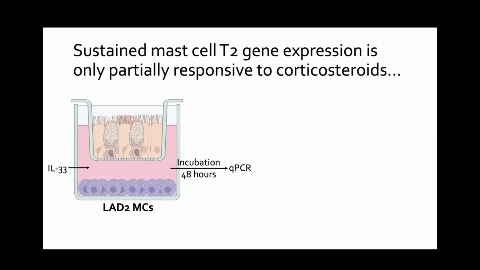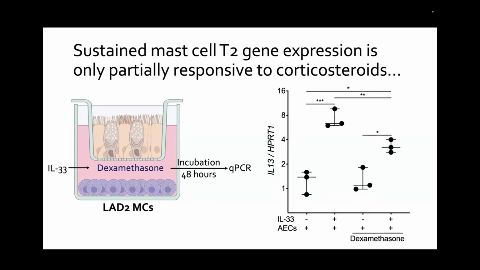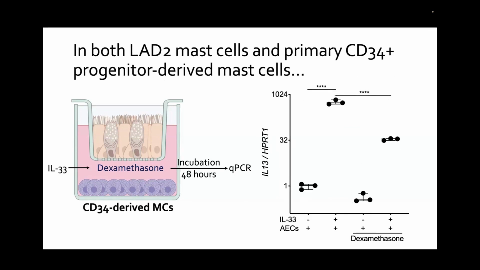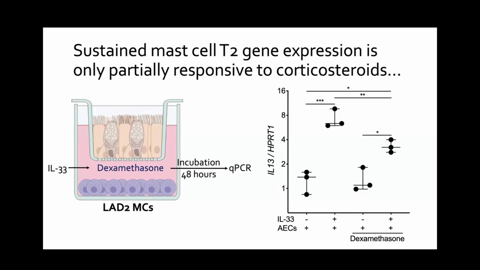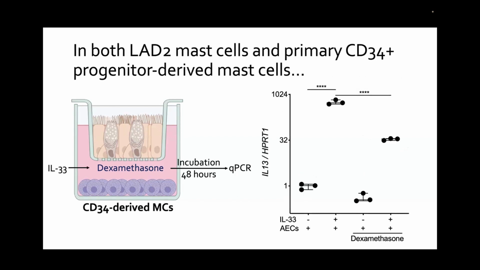And then the interesting thing is we then did maximum dose dexamethasone, and this is something we're actively working on. But you can see that the maximum dose of dexamethasone actually doesn't fully suppress this. It's pretty significantly resistant to that. It reduces it, but does not fully suppress it. So those are in LAD2 cells, and these are in primary CD34 derived mast cells, again showing this resistance to steroid suppression.